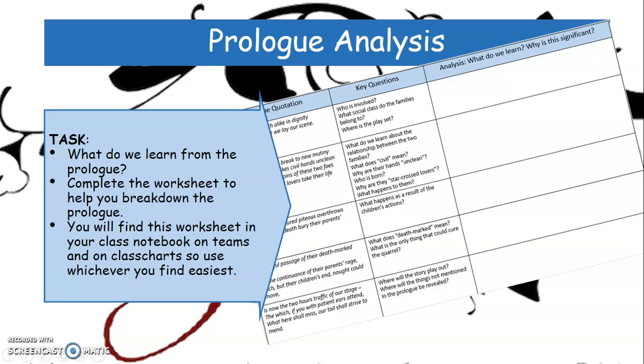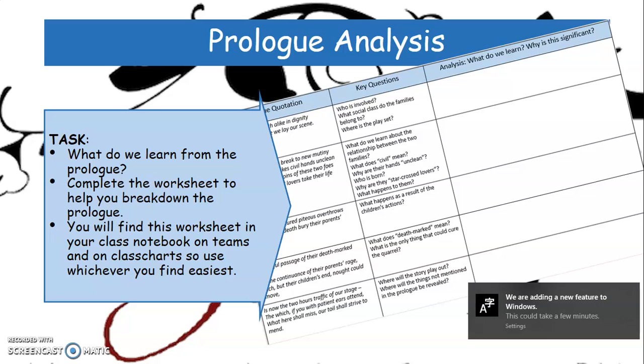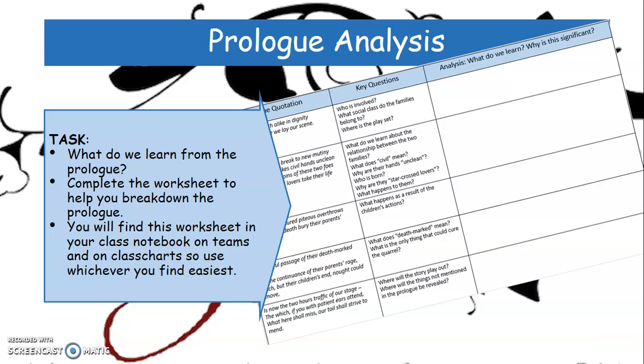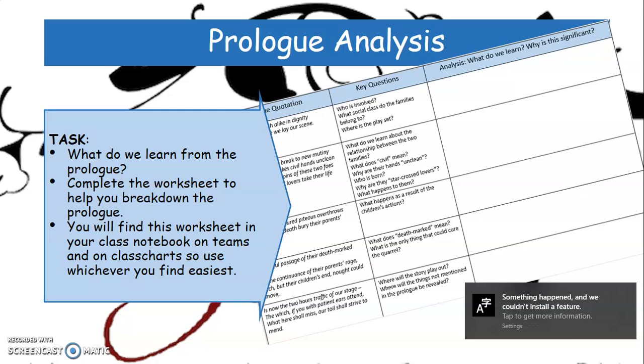Okay, so going a little bit deeper now, what do we learn from the prologue? I've talked you through a little bit about what's going on there, but I want you now to do a closer analysis and pull apart some of those lines. And like I said, if you're stuck with the left-hand side in your books, look at the right-hand side. It's all split up for you on this worksheet. I want you to think about what we learned from the prologue and complete the worksheet to help you break it down. You'll find this worksheet in your class notebook on Teams, and it's also on Class Charts, so you can use whichever you find easiest. So pause the video to complete this task.